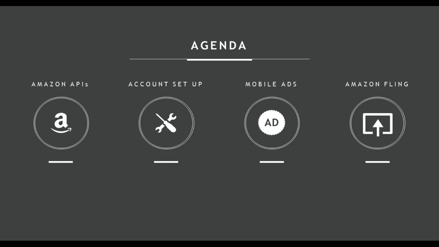pretty manageable. Laying out our agenda for today, I'll briefly describe some of the APIs that we make available through the Amazon App Store, and then I'll talk even more briefly about what it takes to get access to those APIs. Then I'll walk through two services in particular that you may want to incorporate into your Unity app.